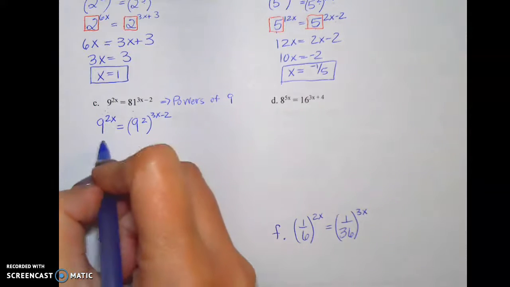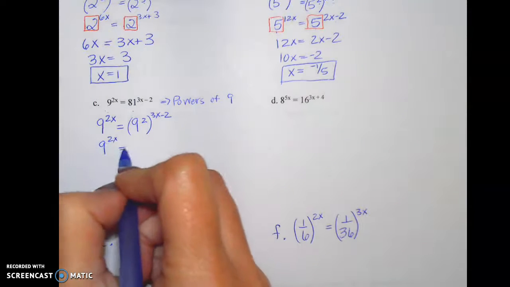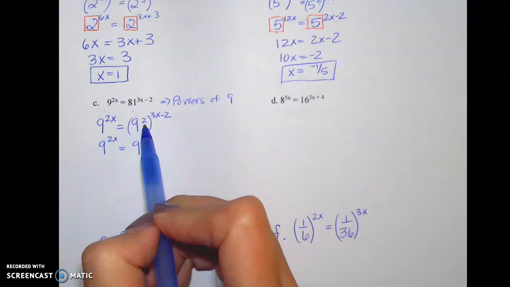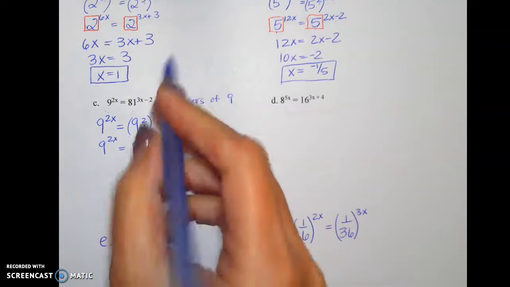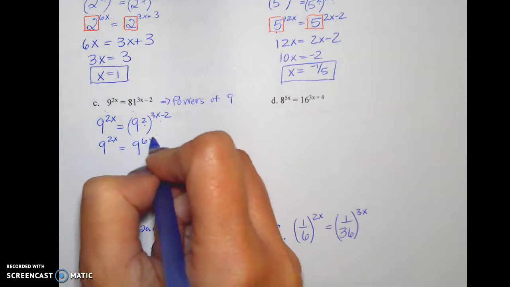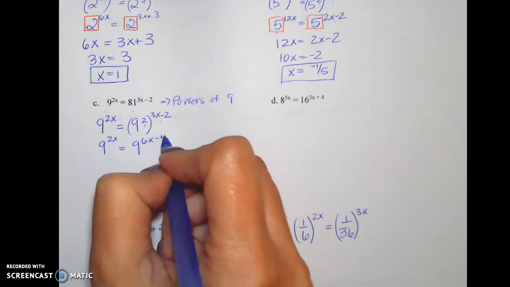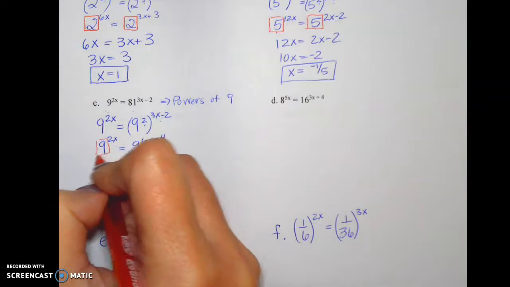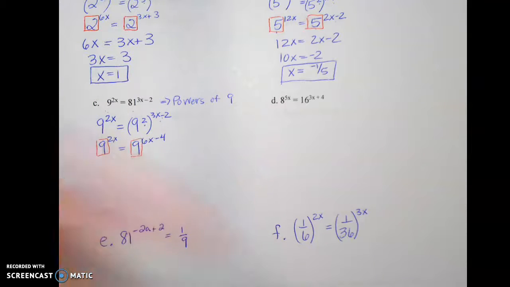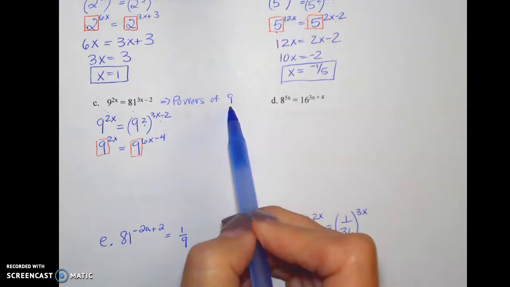So now we have 9 to the 2x over here. And then over here, we'll remember we're multiplying 2 times 3x minus 2. That's using the distributive property. 2 times 3x is 6x. And 2 times negative 2 is negative 4. So now again, we have a 9 over here and a 9 over here, which is exactly what we were working towards.